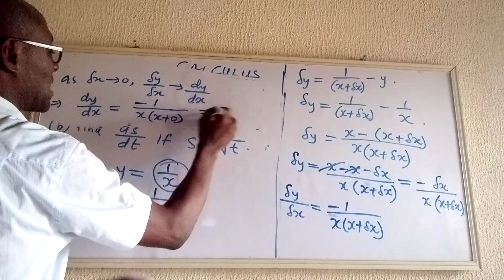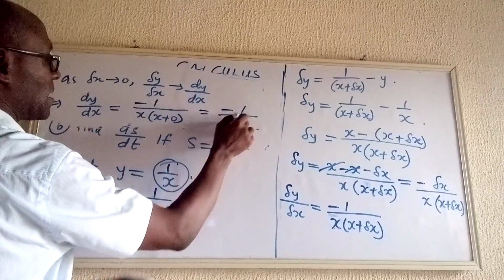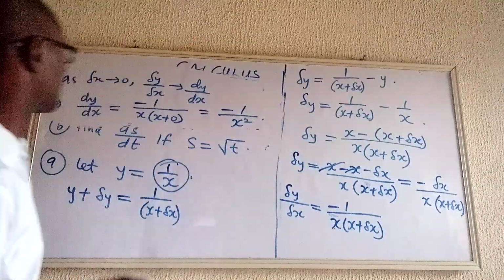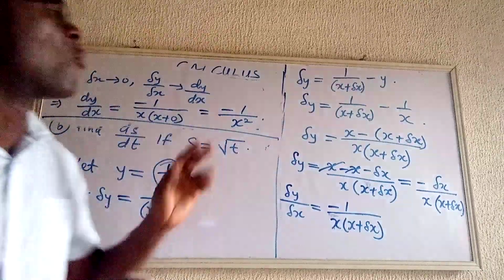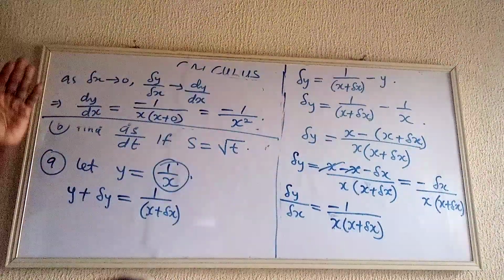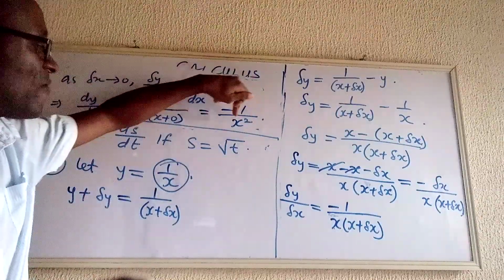So the final answer is minus 1 over x times x, which is minus 1 over x squared. So that is the result of differentiating 1 over x. Differentiation of 1 over x gives minus 1 over x squared.